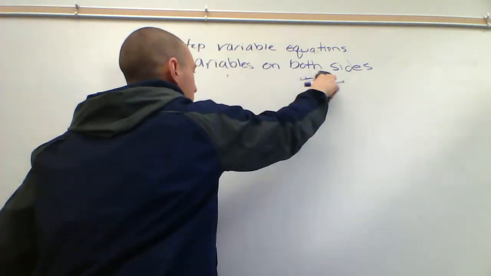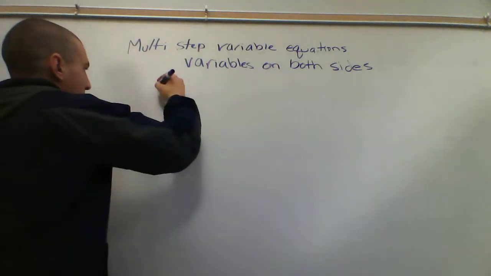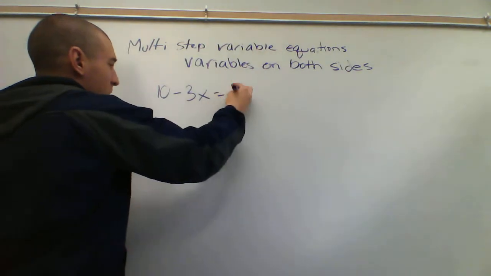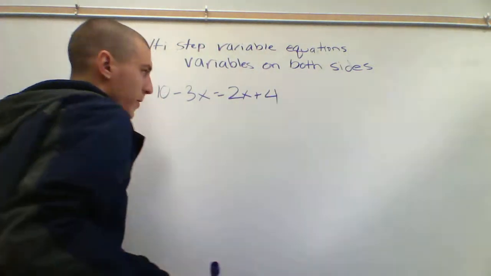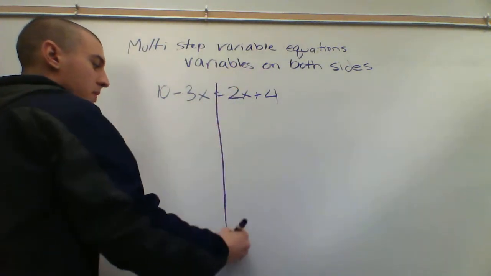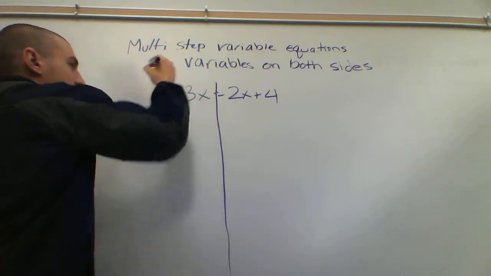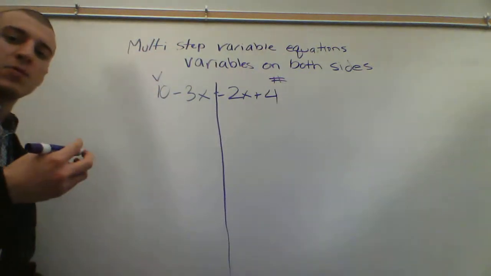Now I'm going to do one more example with you. Let's try 10 minus 3x equals 2x plus 4. Always start with our line down the middle. Now let's pick our sides. I'm going to say variables on this side, numbers on this side. Let's figure out how we have to move things.